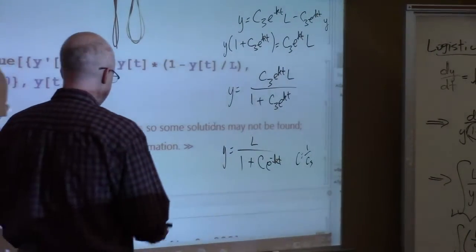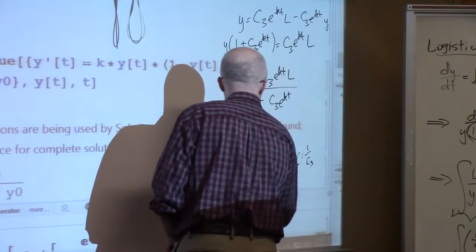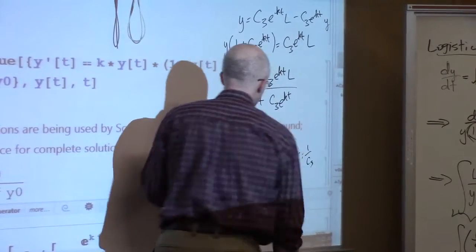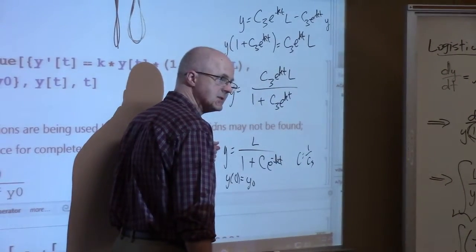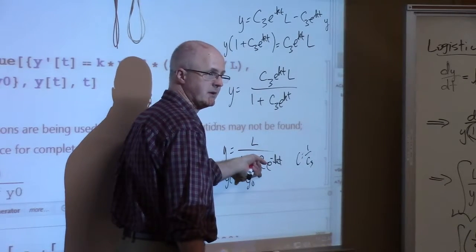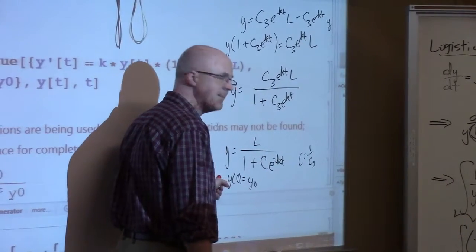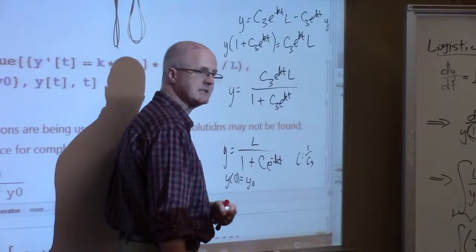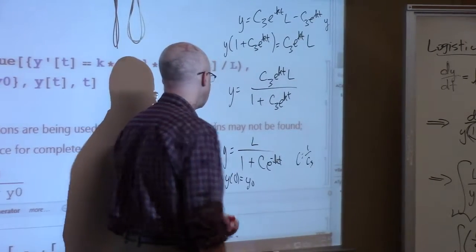If we add our initial condition, y of 0 equals y sub 0, this represents infinitely many answers. L is fixed, but C is arbitrary. Once I add my initial condition, then I can solve for C in terms of that initial condition.